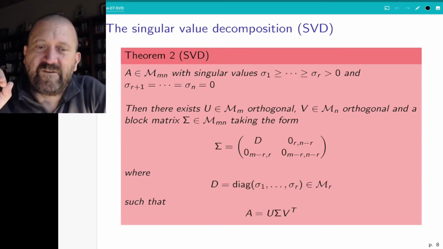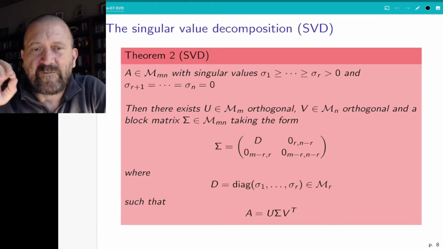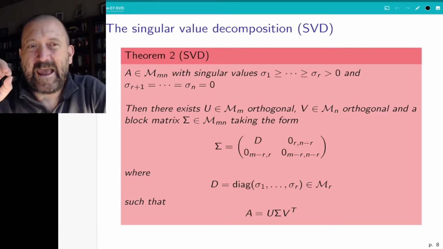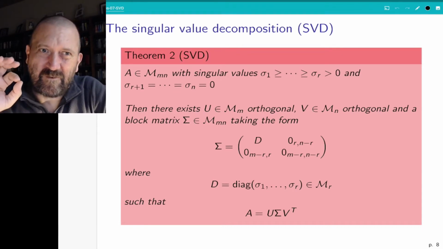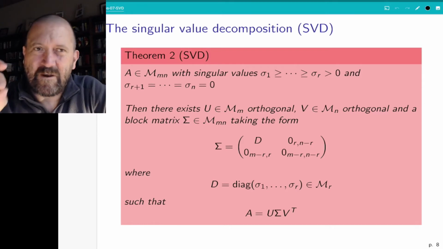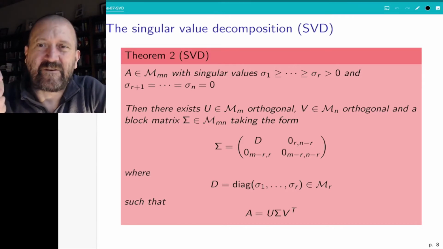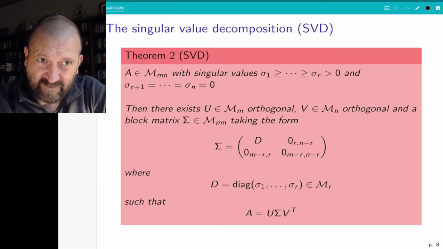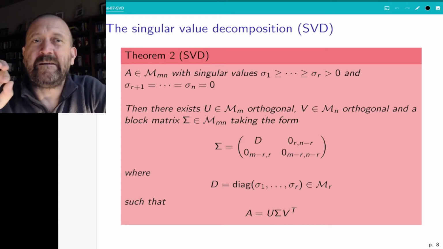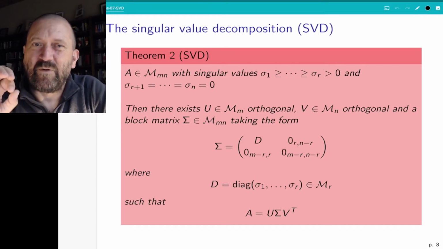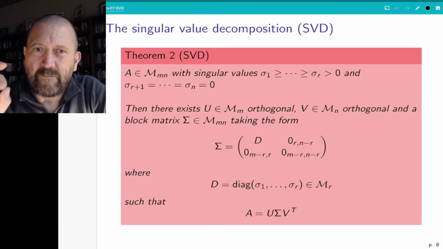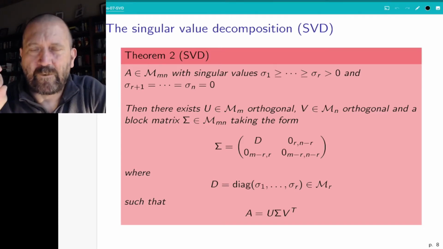Then what happens is that I can find an orthogonal matrix U, a square m by m matrix, a square n by n matrix V, also orthogonal, and what is called a block matrix, and let me explain that later, a block matrix capital sigma, and that one is non-square, it's m by n, and it takes the following form.